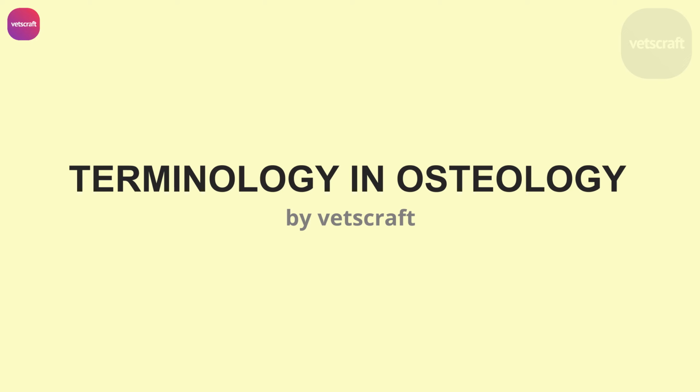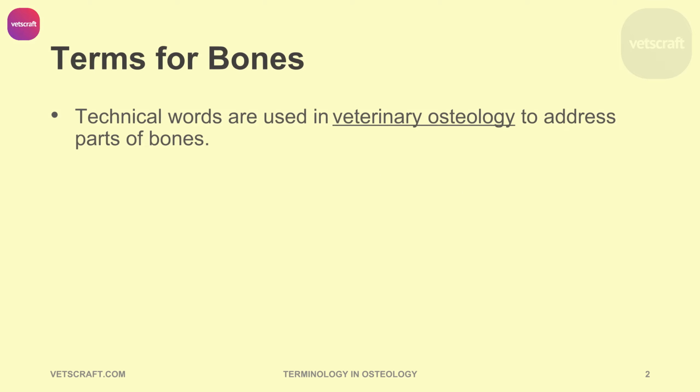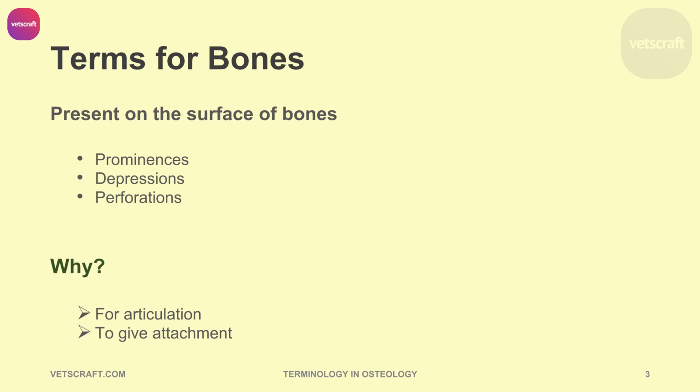Hello doctors, today we are going to learn about terms or words used in veterinary osteology to describe bone parts. Lots of technical words are used in veterinary osteology to address parts of bones. The surface of the bones presents a number of features in the form of prominences, depressions, perforations, etc.